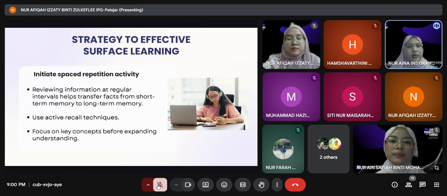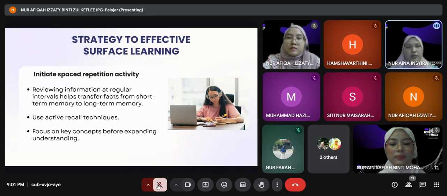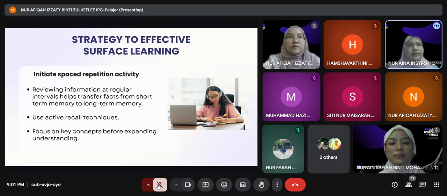And another thing, you also can focus on key concepts before expanding understanding, because we use this type of learning for basic knowledge. So when you are still on the basic terms, it is better for you to also try to understand what the topic is all about. So at the end, even though you strengthen your memory, you also understand what you are trying to learn from the topic.